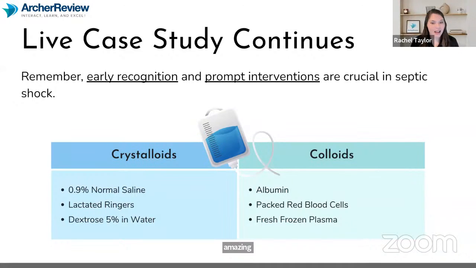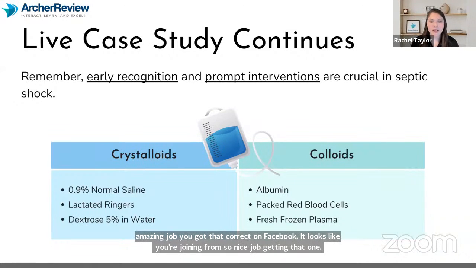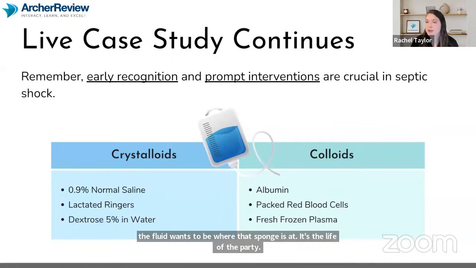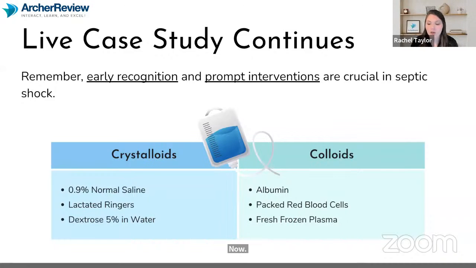So albumin, life of the party. How I think of albumin is like every little albumin particle is like a baby sponge, and the fluid wants to be where that sponge is at. It's the life of the party. Now, packed red blood cells, fresh frozen plasma, both of those are also going to be volume expanders as well.